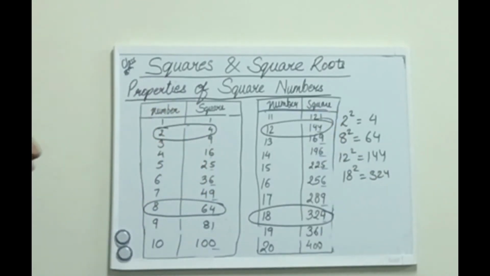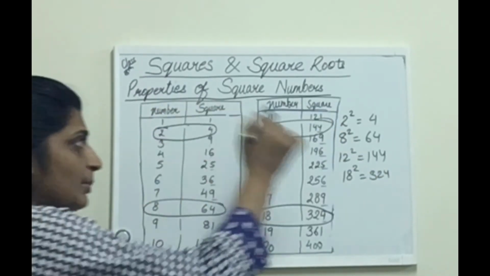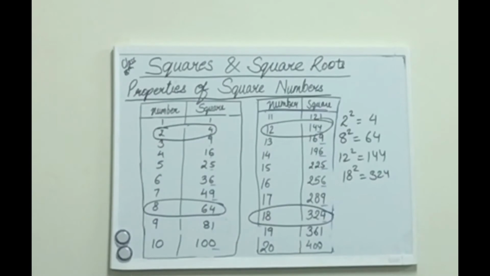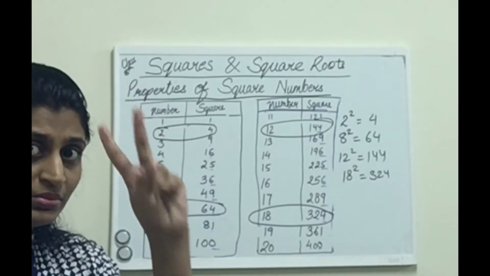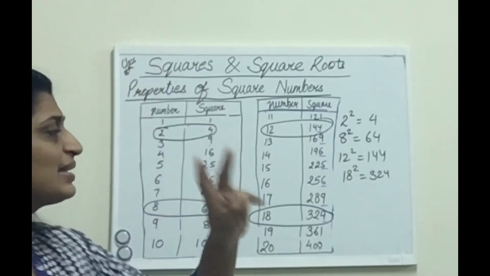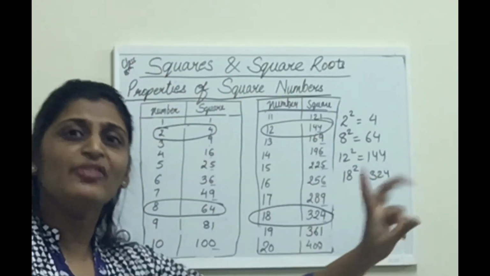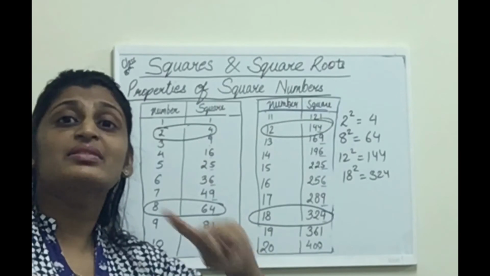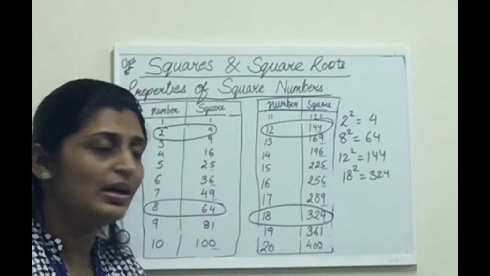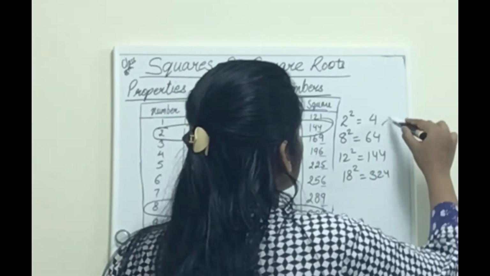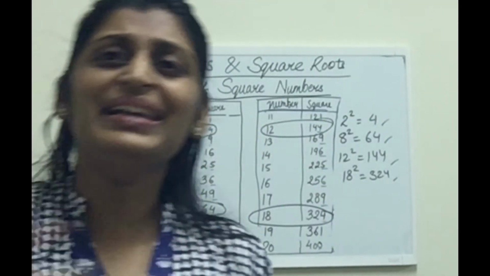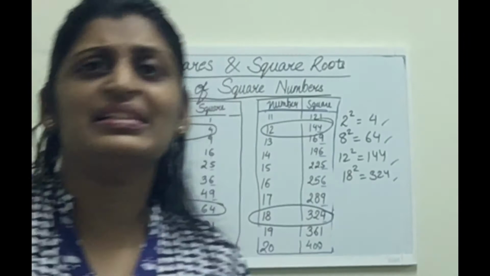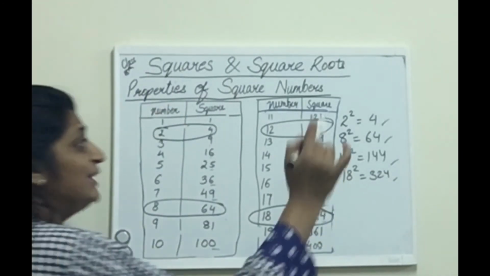See, if a given number ends with 2 or if it ends with 8, there are two numbers. If a number ends with 2 or if a number ends with 8, the square of those numbers will end with 4. Always, you can conclude it blindly. This is the property of the square numbers, that they will end with 4.